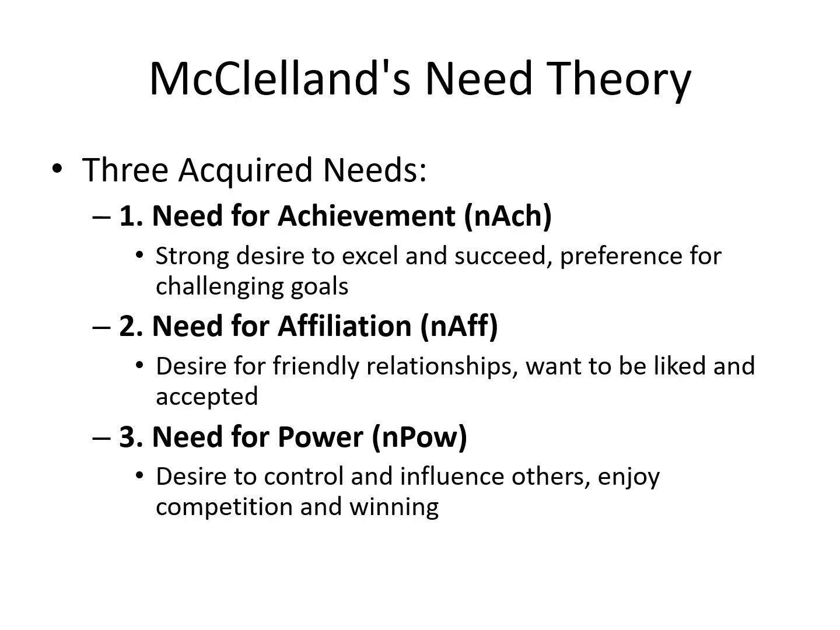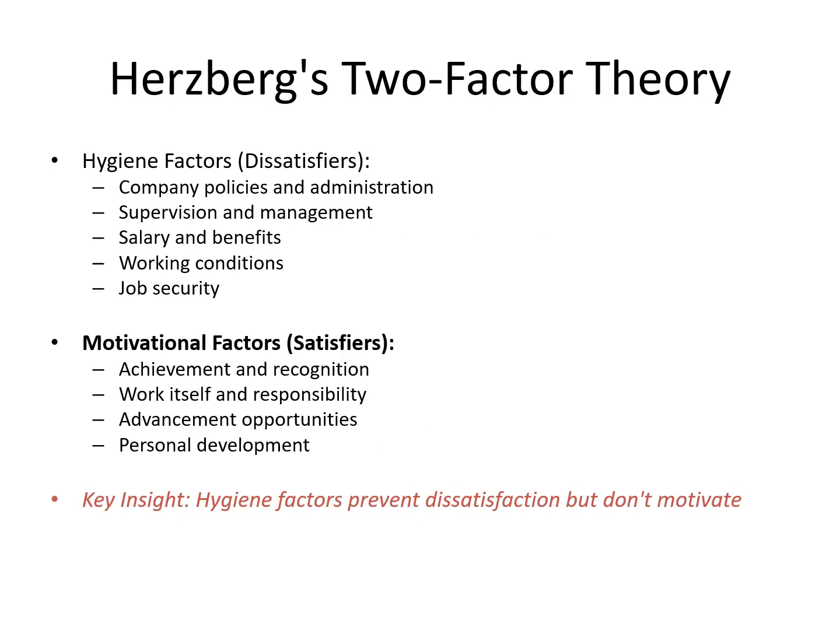Then we have McClelland's need theory. Basically, Maslow and McClelland's need theory. Of both these theories, Maslow was the top one. So that would definitely come in your exams. This is also very important. This can also come in your exam, but Maslow is definitely coming. According to McClelland, there are three acquired needs: need for achievement, need for affiliation, and need for power. This was basically McClelland's need theory.